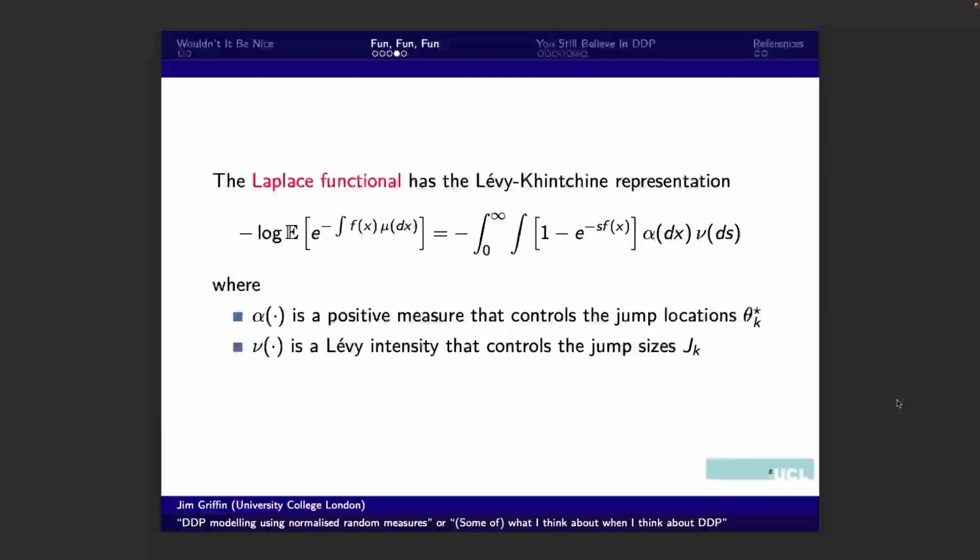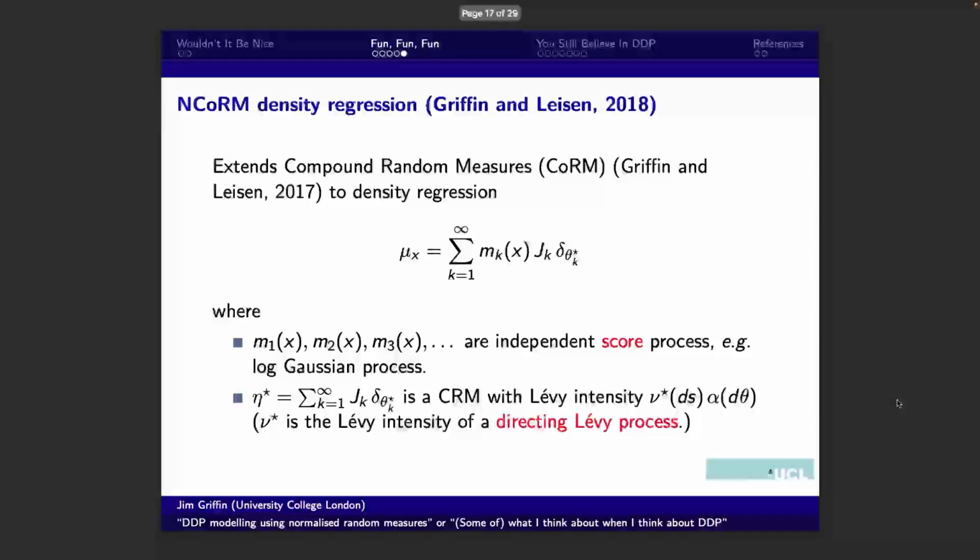And so being able to work with that can often be useful. And so what we have is this form here. And the key thing from the point of view of here, so I'm not going to have time to go through everything about this, is that we have two measures that are going to control the jump sizes and the jump locations. So the alphas are going to be controlling the jump locations. If you normalize that, that's going to be something that's finite, and that's going to be the distribution of them. Then you're going to have a Levy intensity nu, and that's going to control the sizes of the jumps. Okay, so that's all we really need for today.